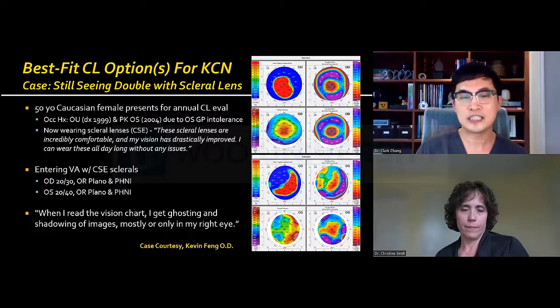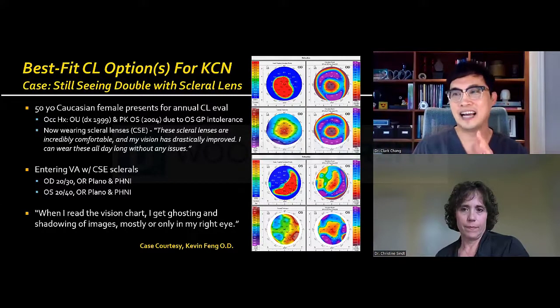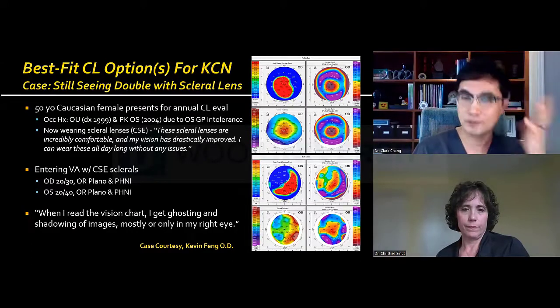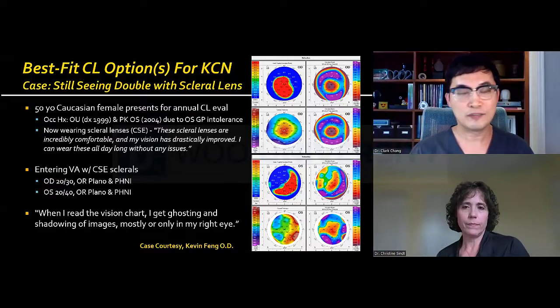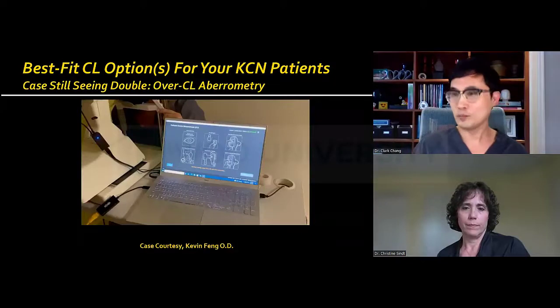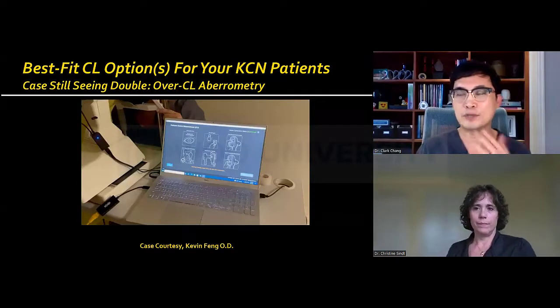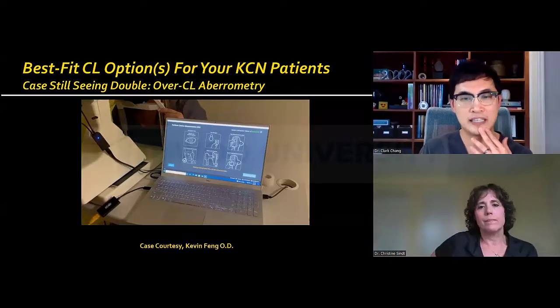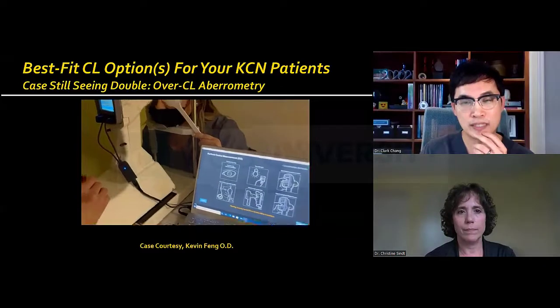But the patient only notices it in the right eye. Again, typically the better seeing eye is the eye that most of your keratoconus patients pay more attention to, and the better seeing eye governs their overall binocular vision, even though one eye is usually more suppressed. And so we thought, why don't we try to measure the amount of aberration that is residual with the lens on.